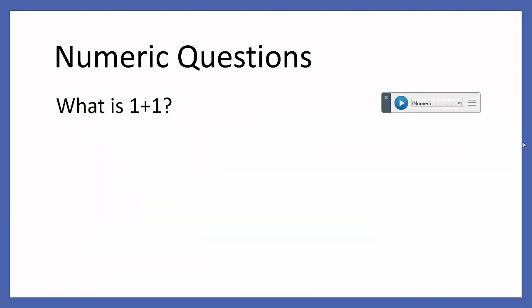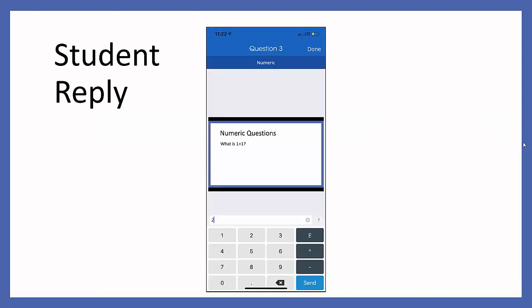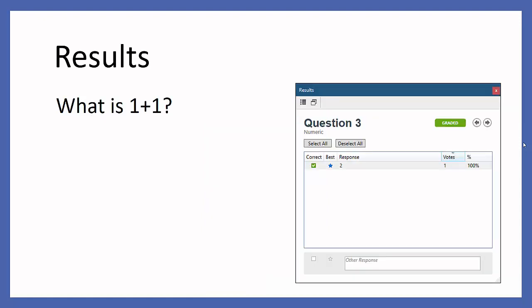Next up is numeric questions. Primarily, these would be used for math classes. Here on the student's end, they'll see the question and they'll be presented with a number pad where they can type in an answer. Once they type in their answers, similar to the previous type of question, all the responses filter in and you just check off which ones are correct.